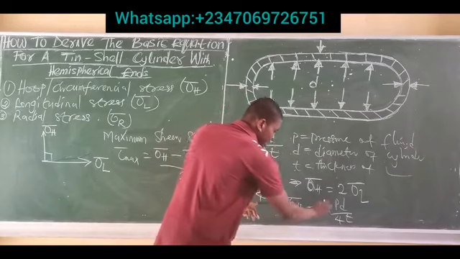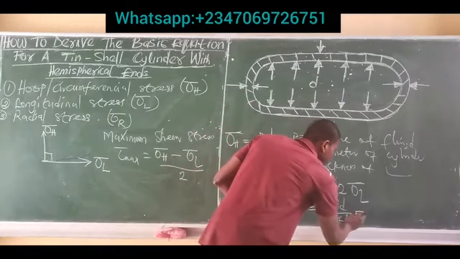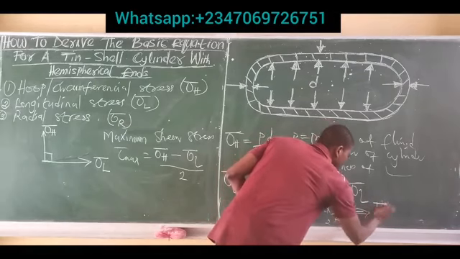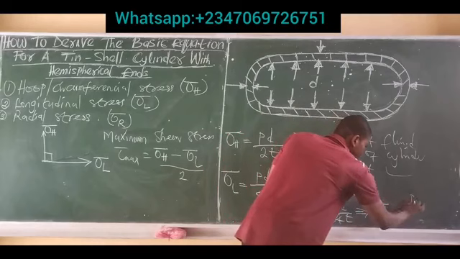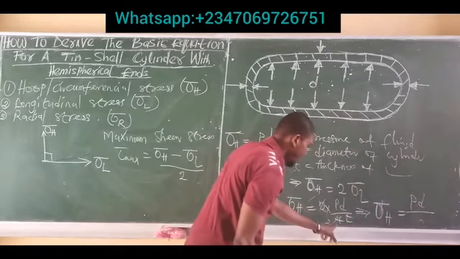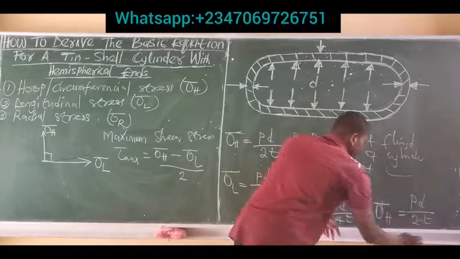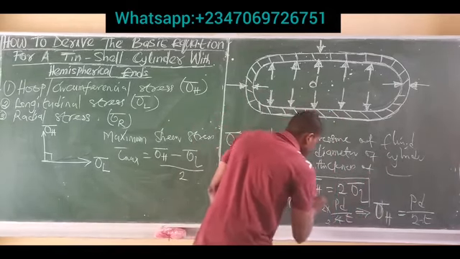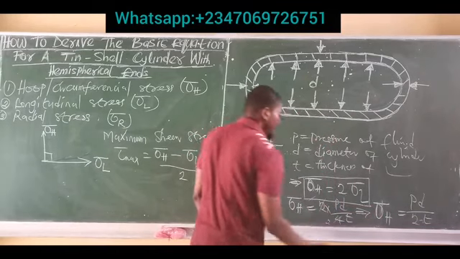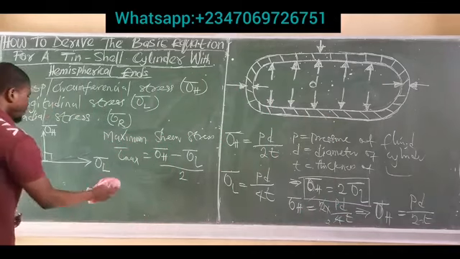Observe here now that 2 goes into 2 once, 2 goes into 4 twice. So this simply implies that hoop stress is equal to, from here I am left with P times diameter all over, now I have just 2 left as the denominator, so it becomes 2 times t. Which means the hoop stress is always 2 times the longitudinal stress. Alright, keeping this in mind, let's fall back to this side.